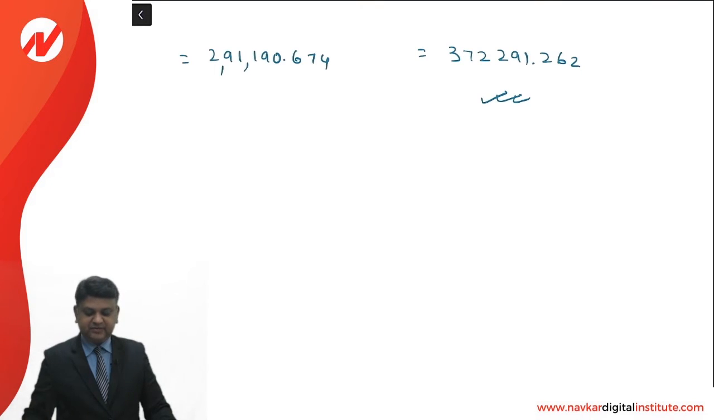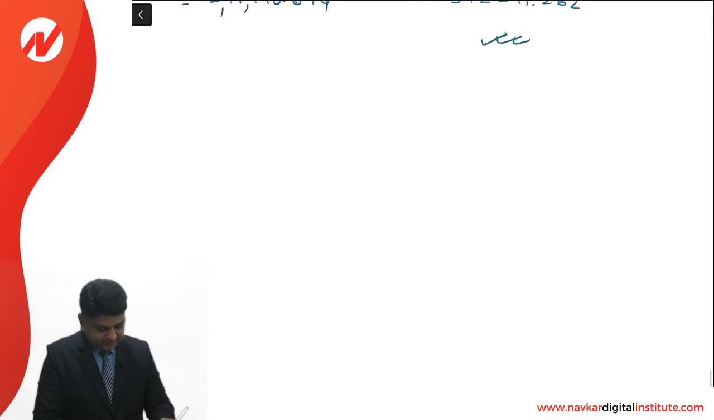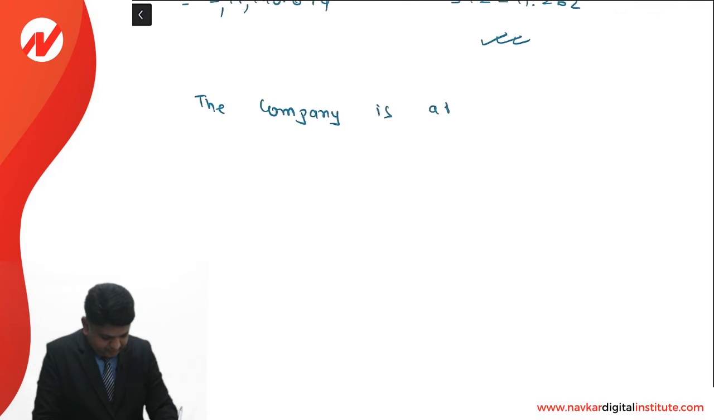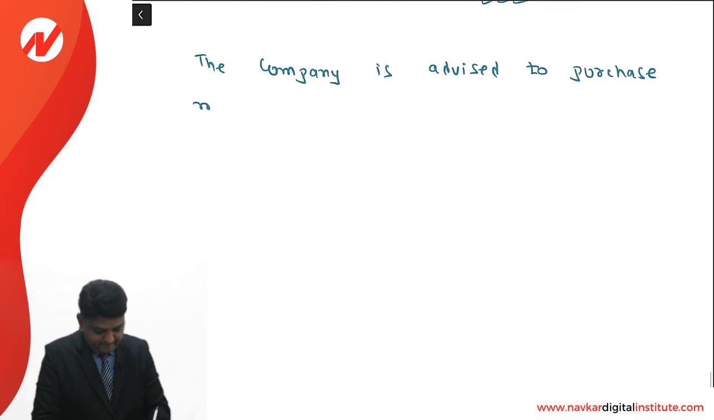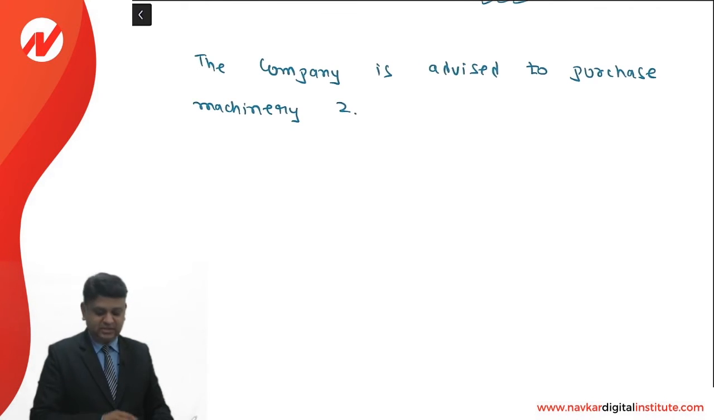The question is, which machinery is more beneficial using annualized equivalent approach. So write an answer. The company is advised to purchase machinery 2. Full stop. This is the answer.